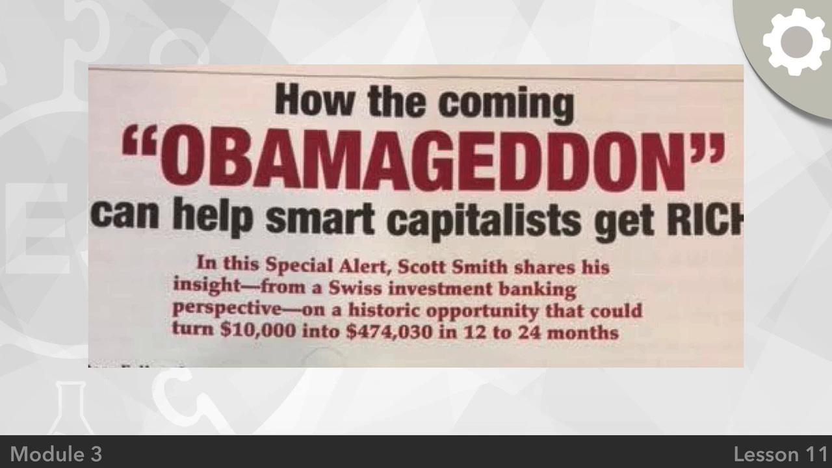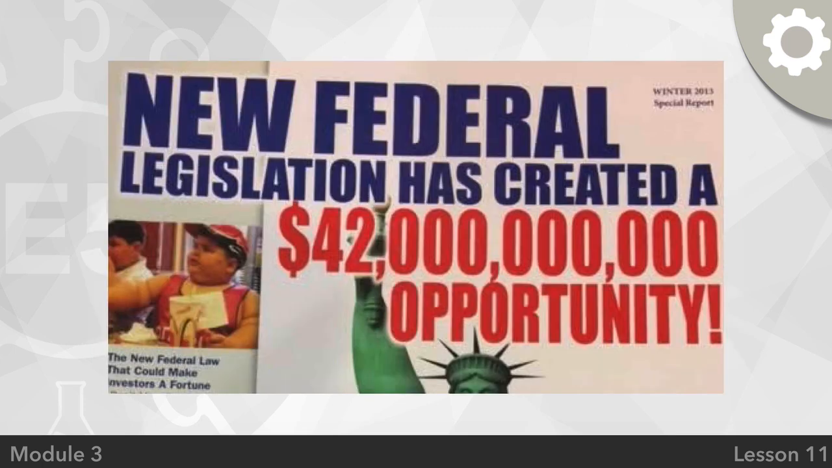Excuse me. And then, of course, in the subhead, you've got the promise. A historic opportunity that could turn $10,000 into $474,030 in 12 to 24 months. Specificity, concreteness. And so you've got a big idea. Look at this. This says new federal legislation has created a $42 billion opportunity. I didn't screen capture the rest of that, but so you've got intellectually interesting new federal legislation.